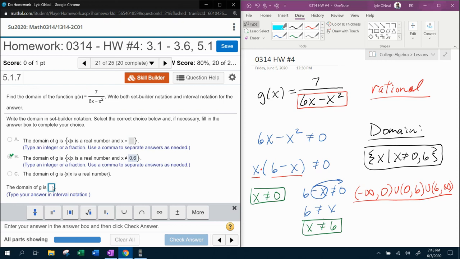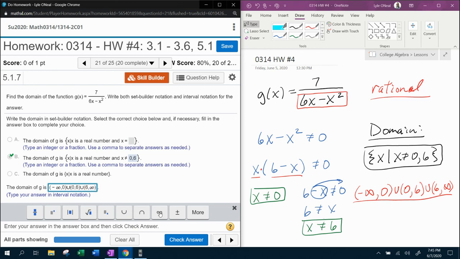And so this is the way that the domain would look if I write it in interval notation. And that looks a lot more involved than set notation. So let's see if I lied to you. Let's see here. Negative infinity, here's our infinity, comma to 0. And then the union symbol. Remember, the U is the glue that sticks the pieces together. 0 to 6. And then from 6 to infinity.